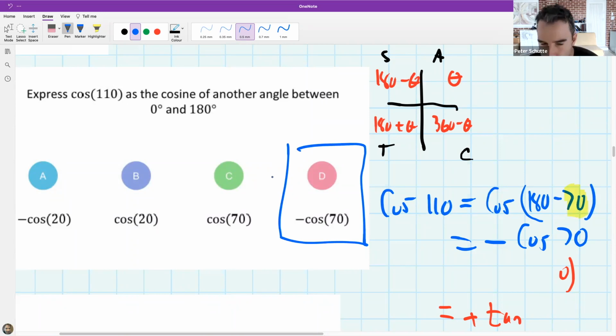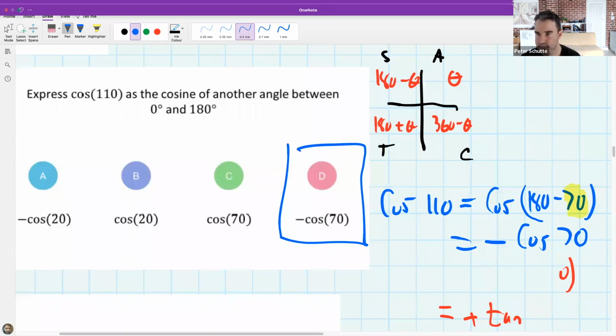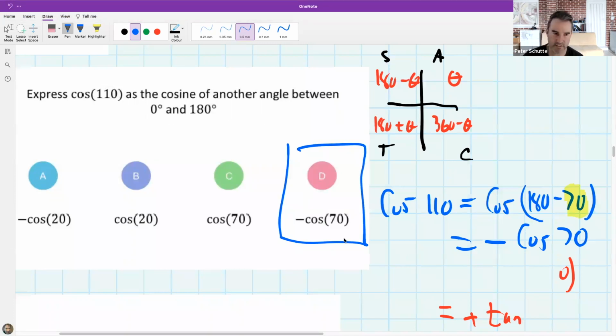So I see some of you got C, and you're not wrong in the sense that there's a 70 involved, but because it is in quadrant number 2, cos is negative in quadrant 2, and so the reduction would be cos of 110 is minus cos of 70. I love what I'm seeing out there. I love it.